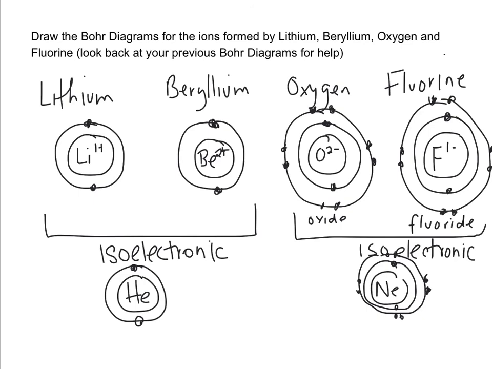So basically, ions are always going to be isoelectronic with a noble gas. They're either going to lose electrons, like the metals, to become like a noble gas, or they're going to gain electrons, like the nonmetals, to become like a noble gas. So that's pretty much the review for parts of the periodic table and Bohr-Rutherford diagrams.